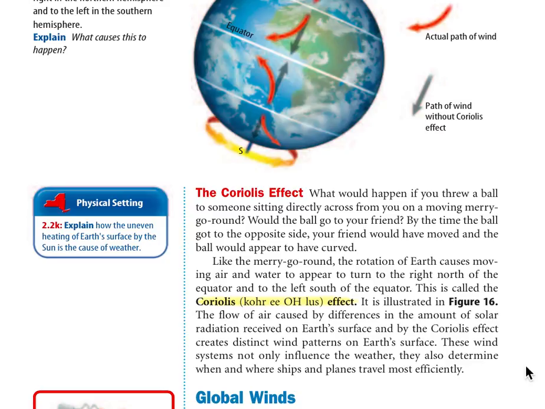Like the merry-go-round, the rotation of Earth causes moving air and water to appear to turn to the right, north of the equator, and to the left, south of the equator. This is called the Coriolis effect. It is illustrated in Figure 16.